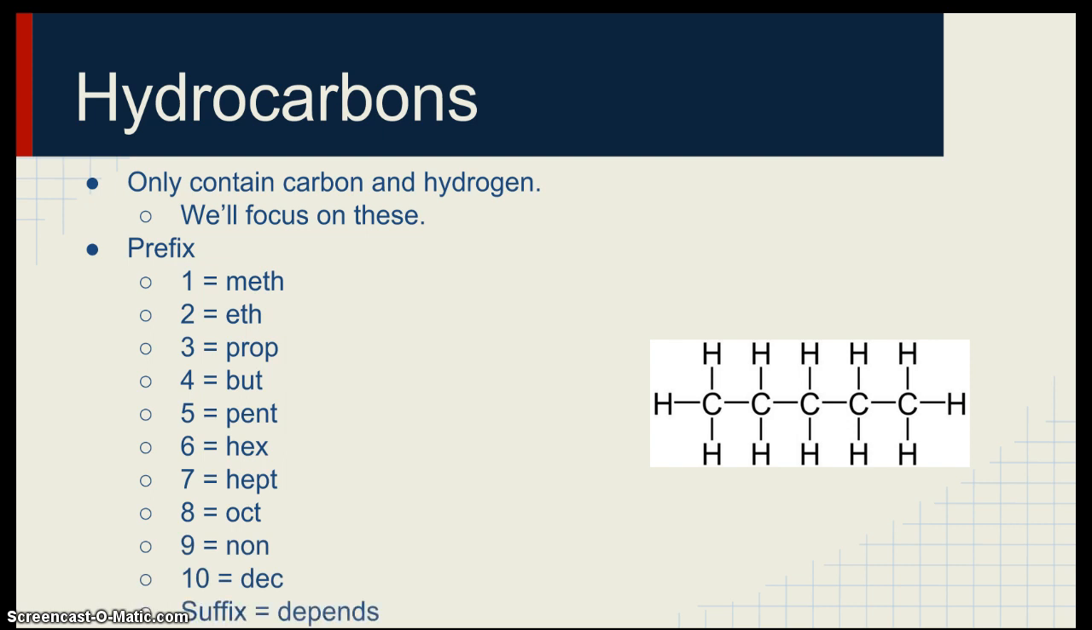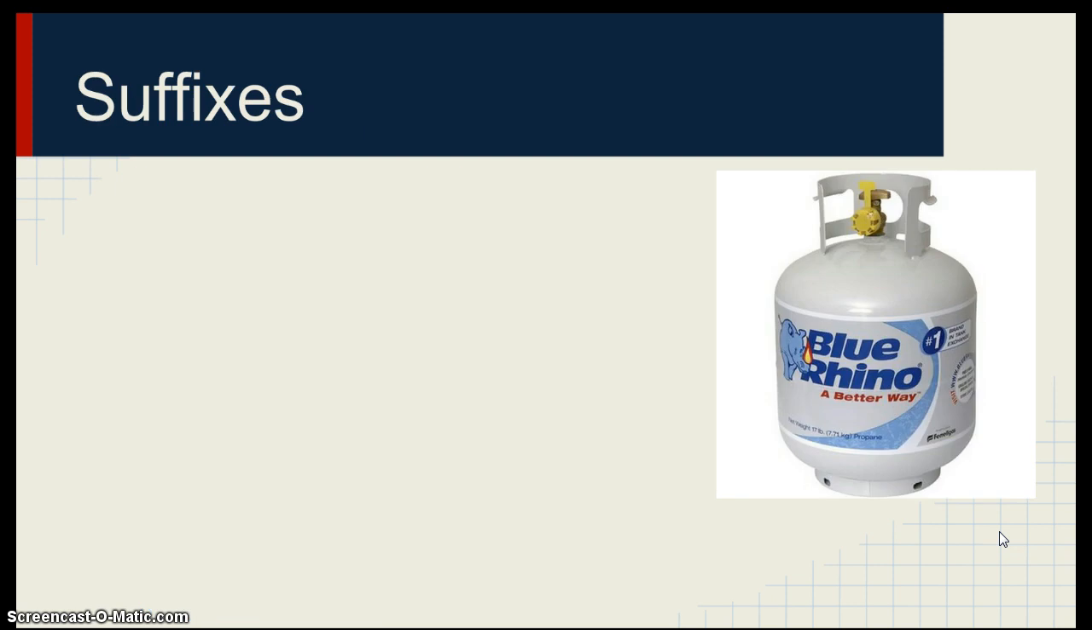Now, what is it going to end with? What is the suffix going to be? That's going to depend. And these prefixes are referring to the number of carbons here. So 1, 2, 3, 4, 5. It's going to take what prefix? Pent. So as far as the suffix, again, that's going to depend on whether it's an alkane, an alkene, or an alkyne, and that's going to depend on what sort of bonds are present.